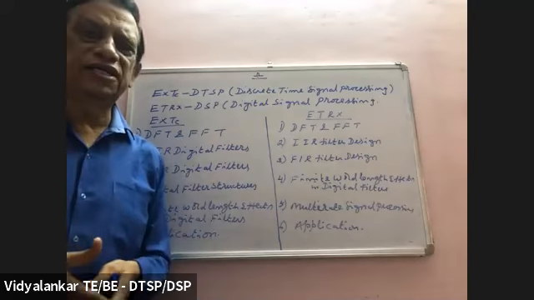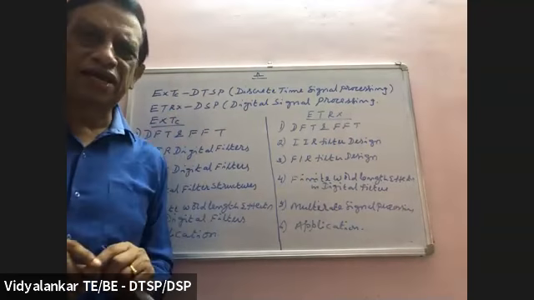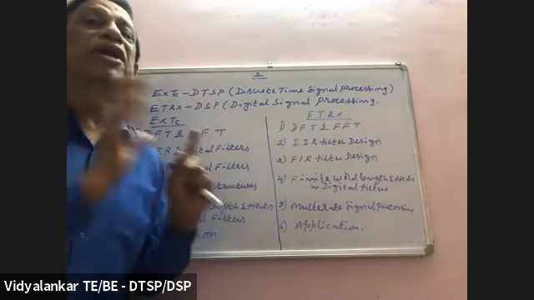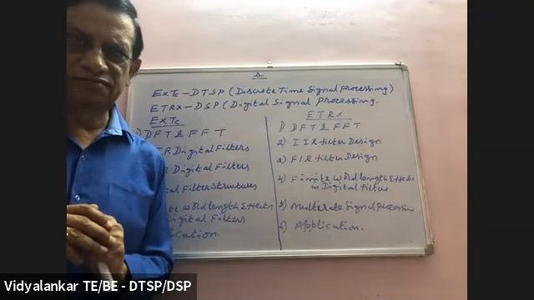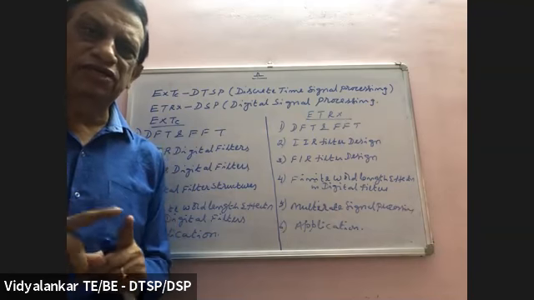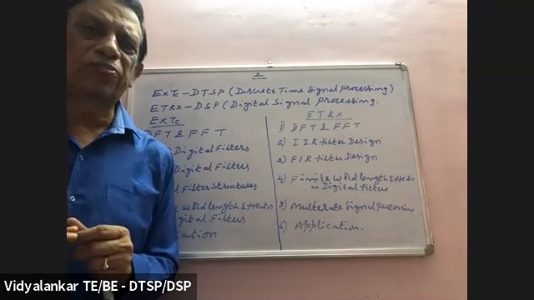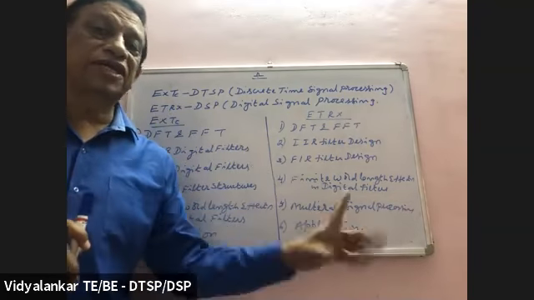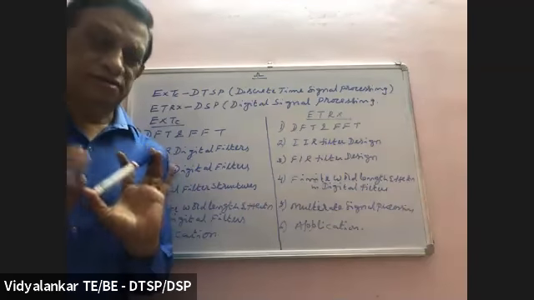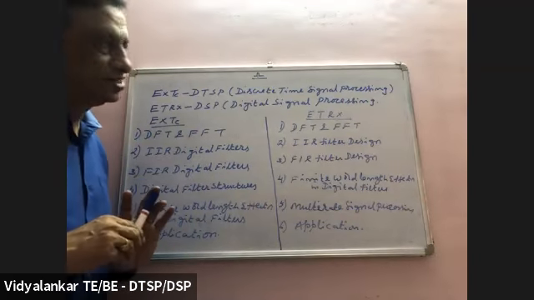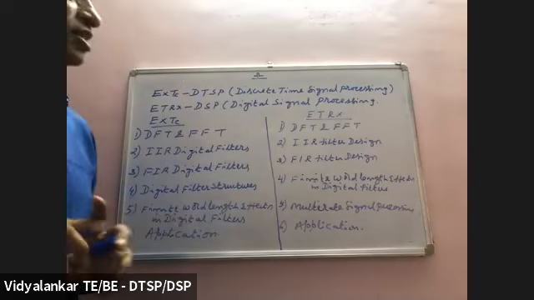Actually, DTSP or DSP mainly involves 2 areas. One is spectrum analysis. The other one is filter design, digital filter design. So the whole signal processing involves these 2 topics only. One is spectrum analysis. The other one is digital filter design methods. Briefly, I will explain all these modules.